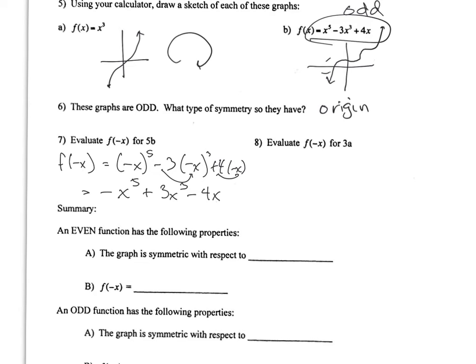Whereas if we do the even function, or number 3, we were going to have 2 times negative x to the 4th. Now that's different than this. This is negative, where this one's going to be positive up there.